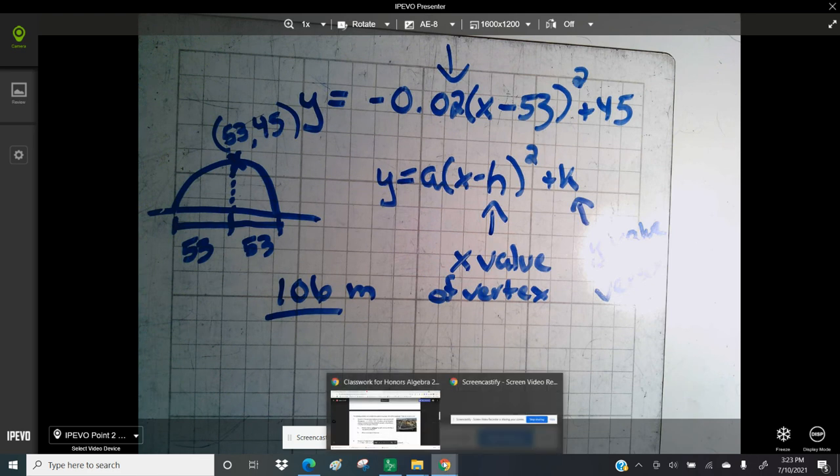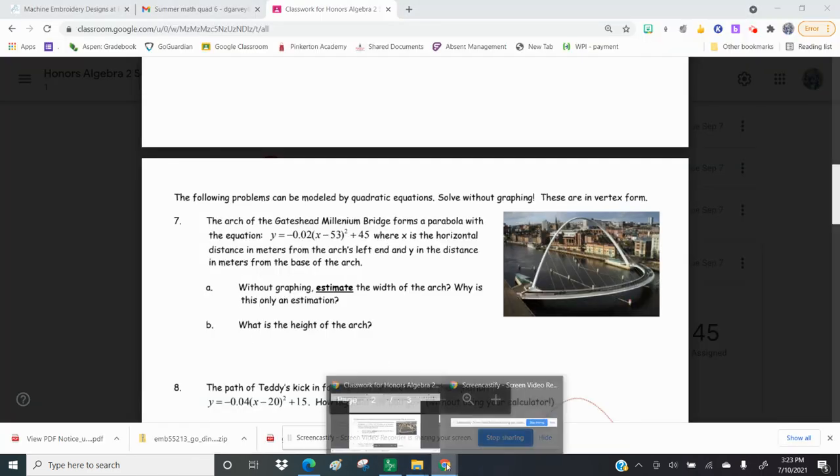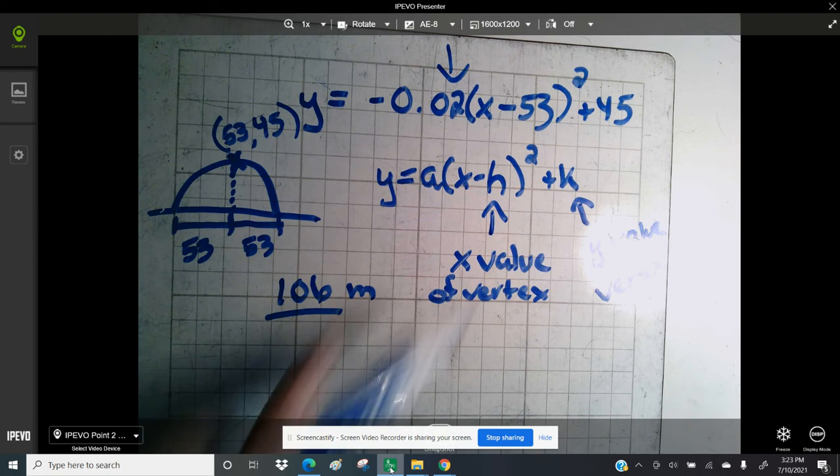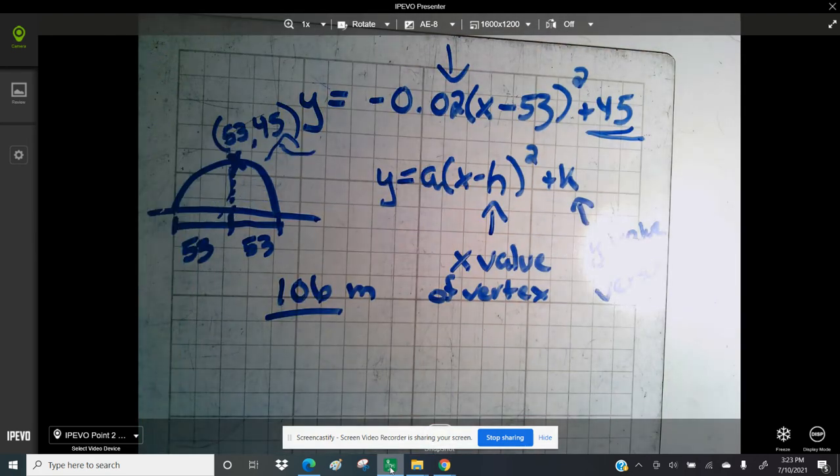And then the next question says, what is the height of the arch? Well, that's very simple because that's going to be your y value right here. The height of your arch then would be the 45 meters.